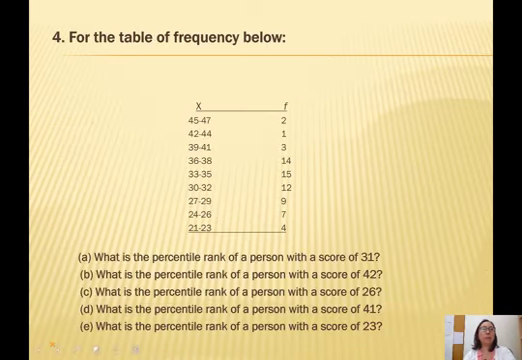And lastly, in question 4 is the table of frequencies below. We want to practice calculating the percentile rank for these various scores. In order to do this calculation, the first thing we notice is that there's, again, a range of scores here. So let's look at 45 to 47. What would be the interval size here?